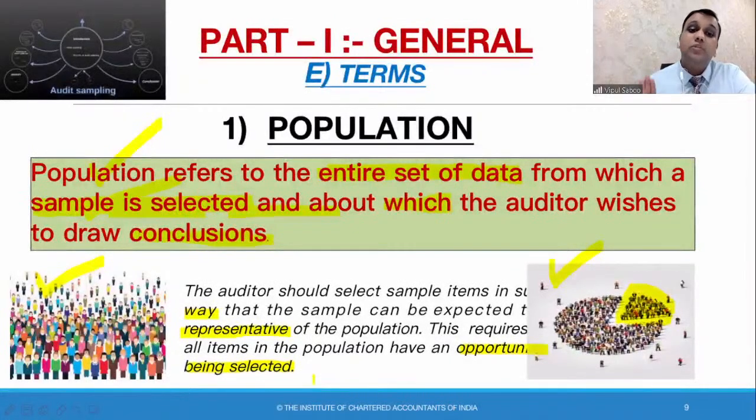So a sample should be such that it should be representing the whole population. Every kind of account should have a proper opportunity of getting selected. This is what population is.